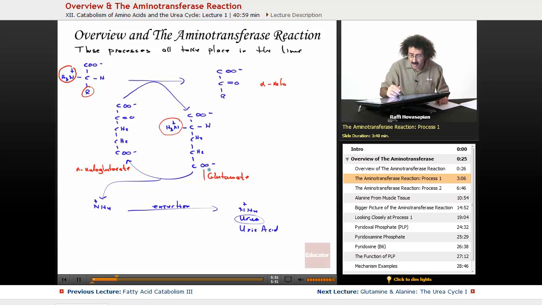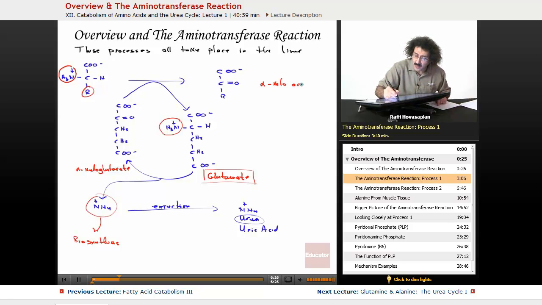So glutamate is a central molecule in all of the processes that we're going to be describing that take place in the liver. Glutamate is the place where amino acids are held, where the amino groups are held until they are further processed. In the process of going from glutamate back to alpha-ketoglutarate, this amino group is released as NH4. Now, some of this is used for biosynthesis, and the rest is excreted. It enters the urea cycle, which we'll discuss in a little bit. So that's all that's going on here.